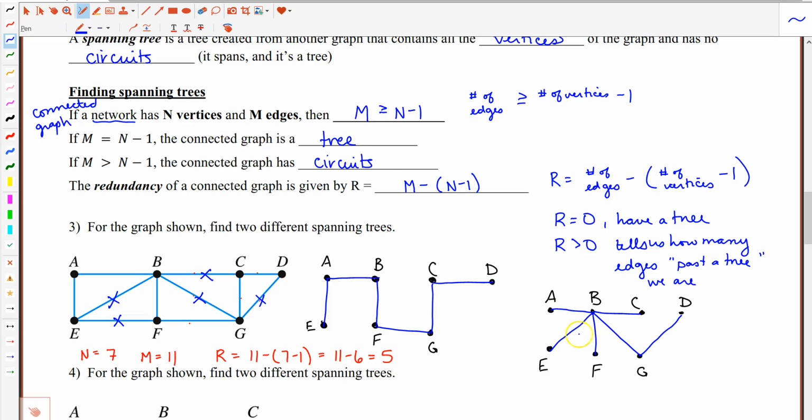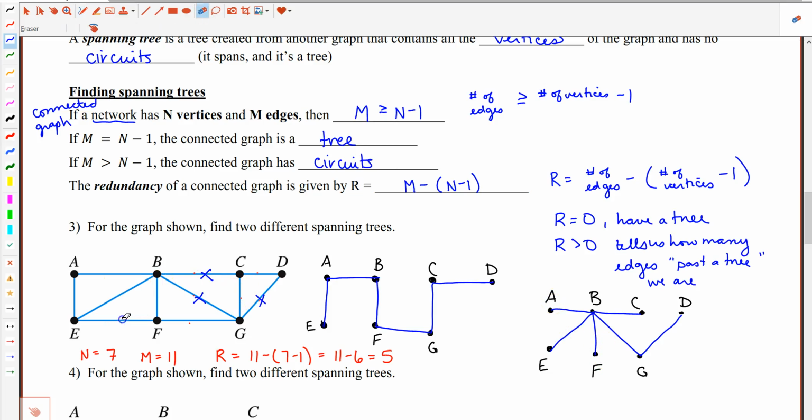Notice again I have 1, 2, 3, 4, 5, 6 edges in this tree. Okay, that's what this n minus 1 calculation right here is telling us. That is how many edges we need to be a tree. So then we look at the difference in these two to see how many edges I had to remove. And so here is an example of another spanning tree. And in this spanning tree, I would delete a different set of 5 edges than from the first set.